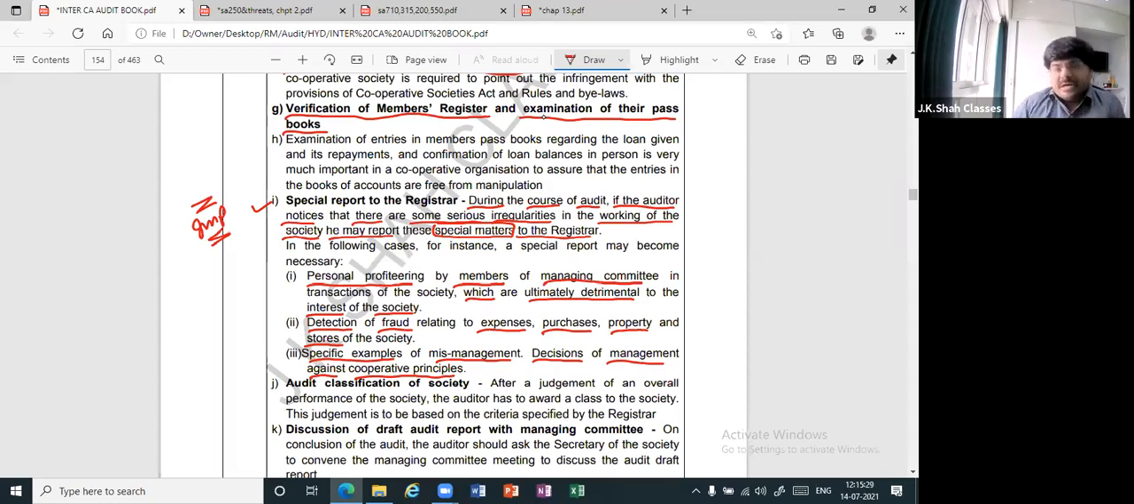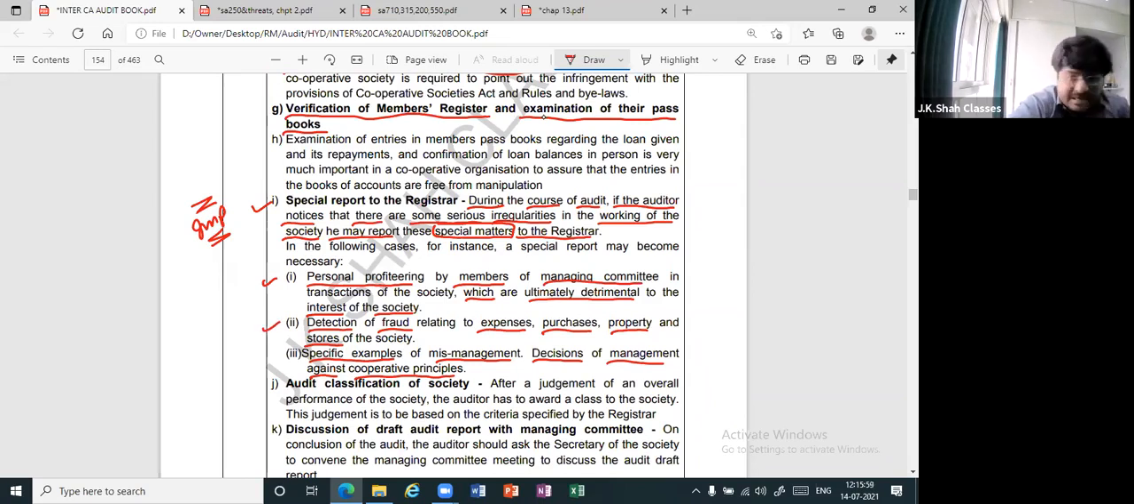For example, in a cooperative society, if there is space available that is not actual parking space, but they are selling it, which is not allowed in the Cooperative Societies Act. Is it allowed? No. Then if you as an auditor find such things which are contrary to the laws and the bylaws, you will have to report it to the registrar. What is the first thing? Personal profiteering by the members of the managing committee, which is detrimental to the society.